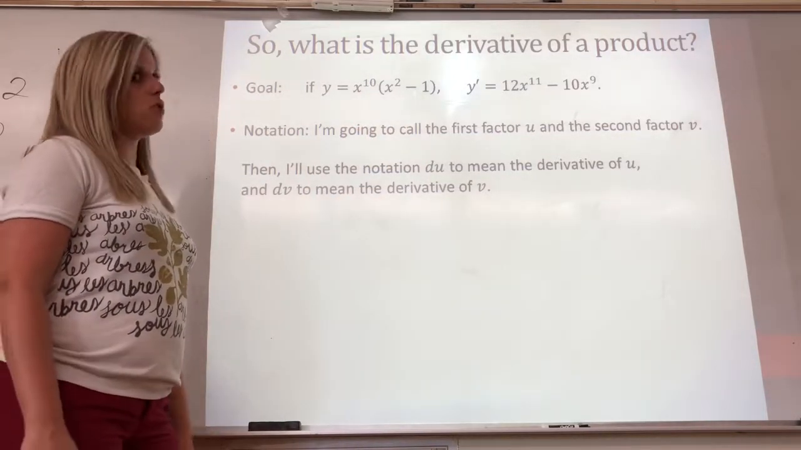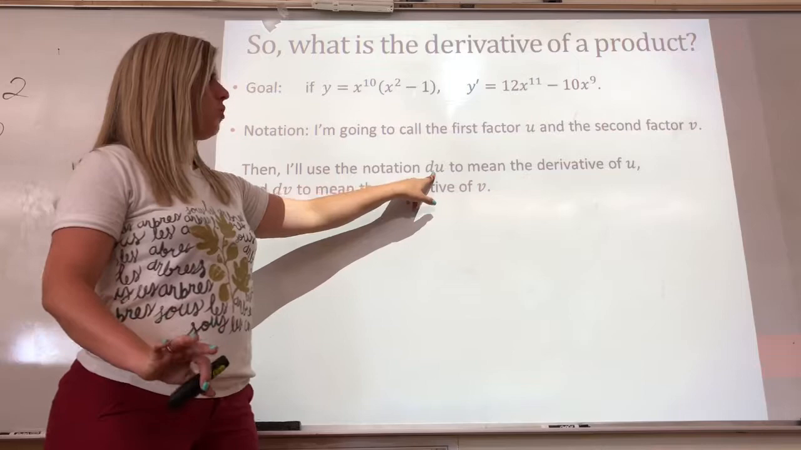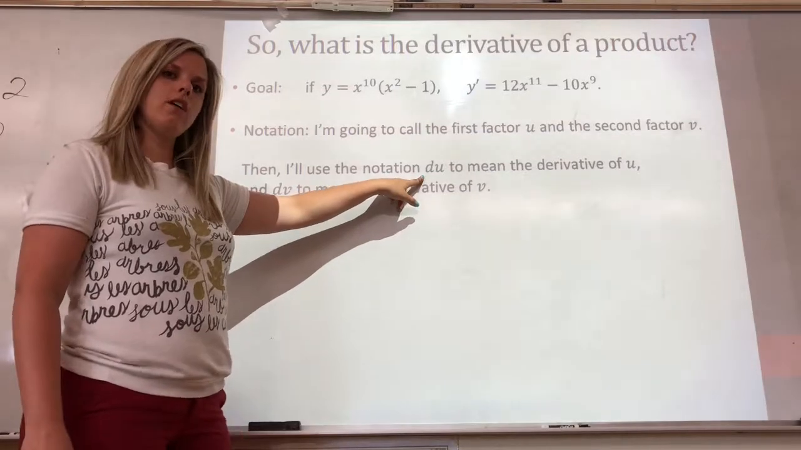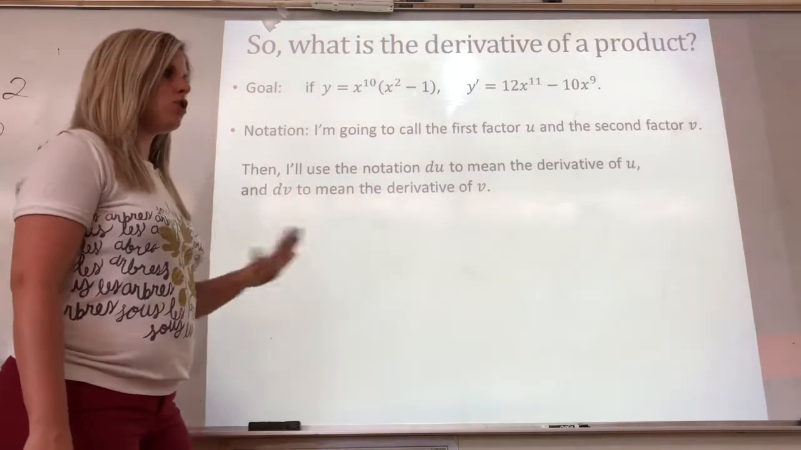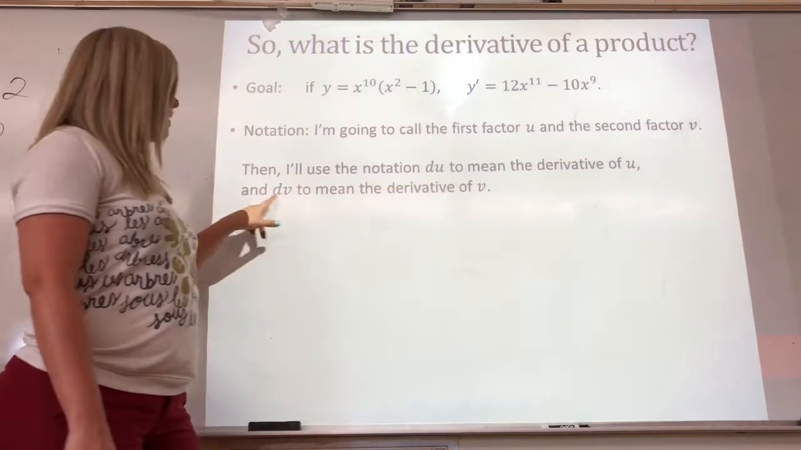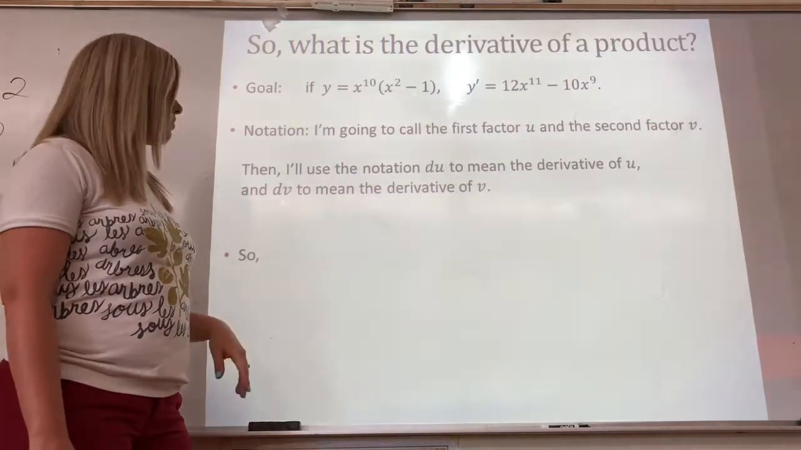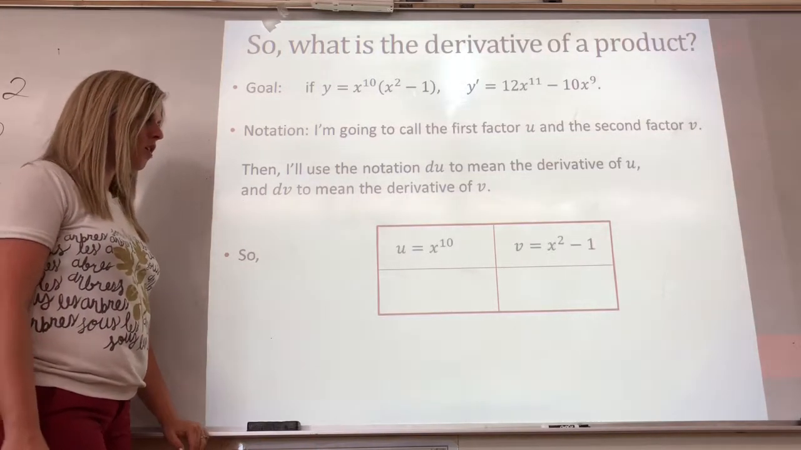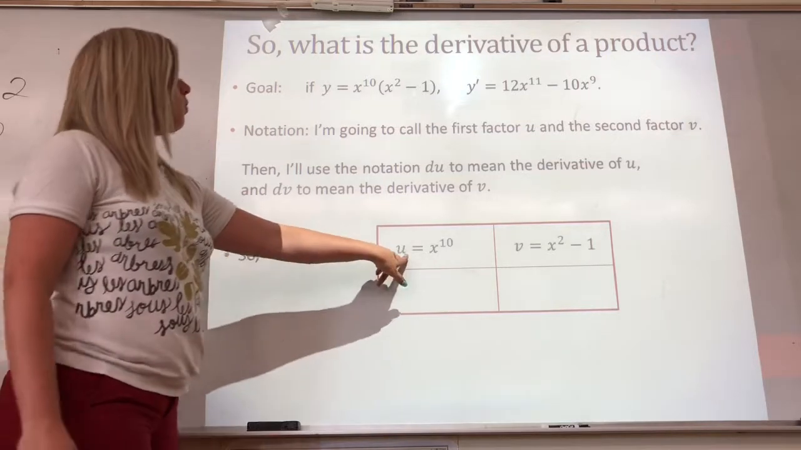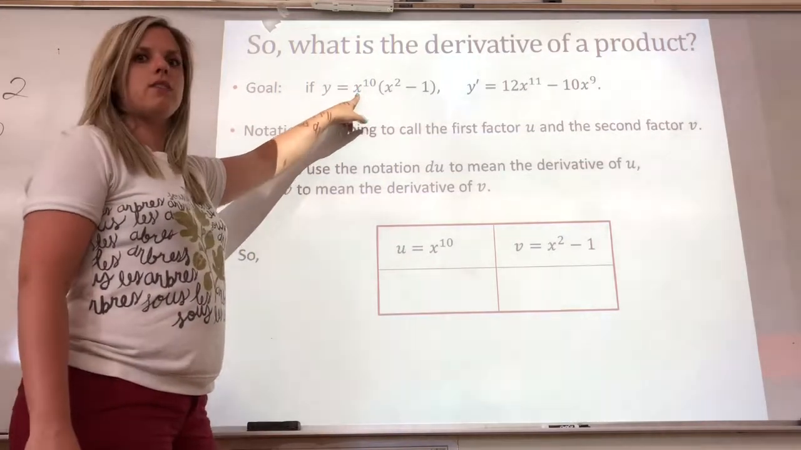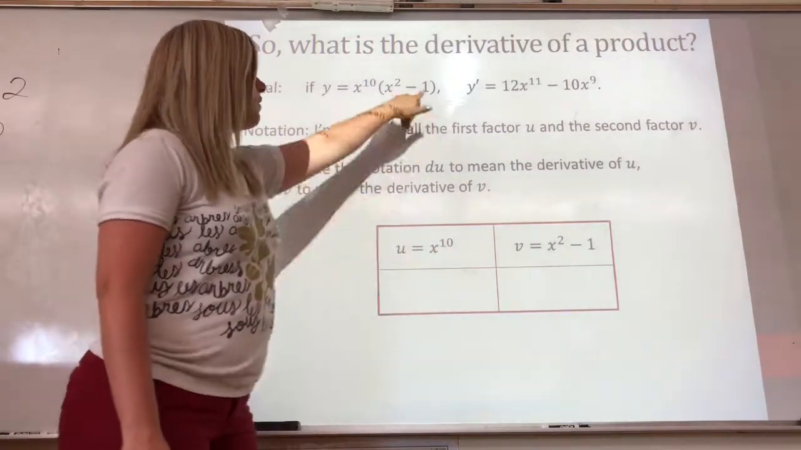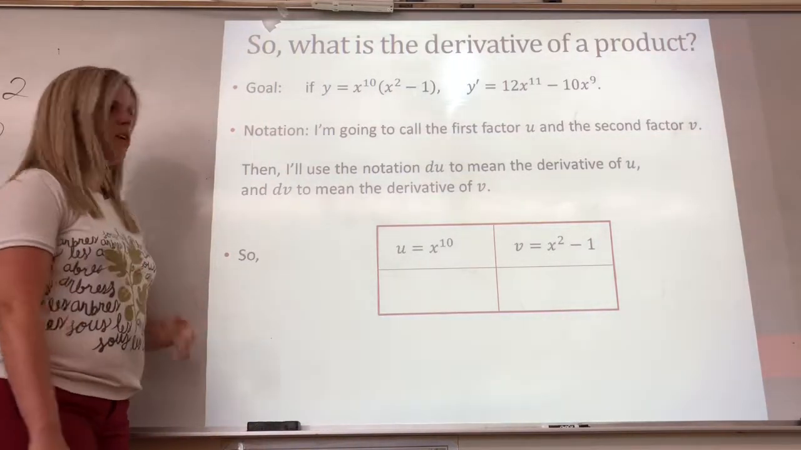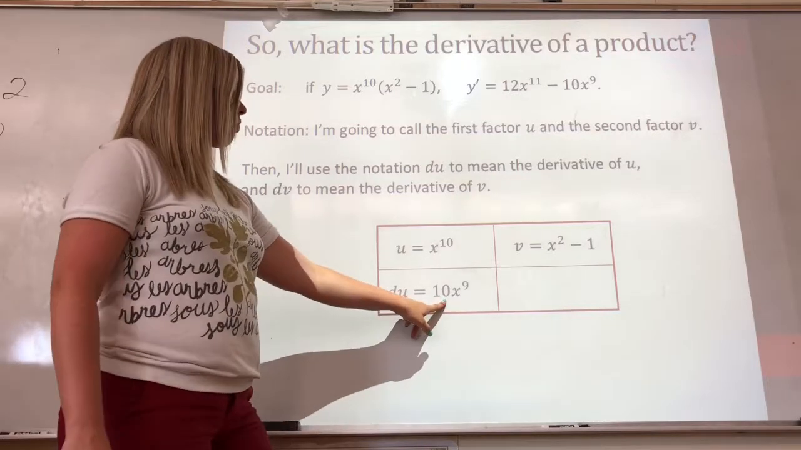Then I'll use the notation du, just a simple du, to stand for the derivative of u. I could write it du over dx, that would be the long form, but we'll keep it simple and say du, and then we use dv to mean the derivative of v. Let's make this chart so we keep ourselves organized. My u is my first term, u equals x to the 10th. v is my second term, v equals x squared minus 1. And du and dv, we've already found those. du equals 10x to the 9th.